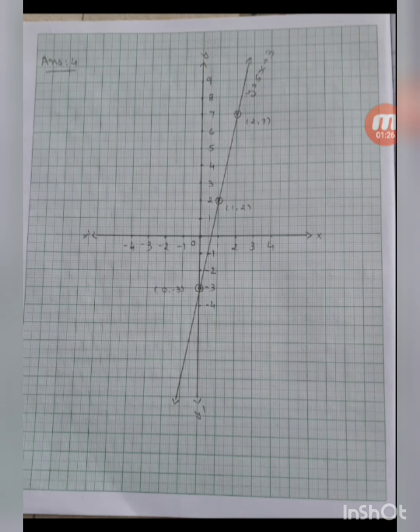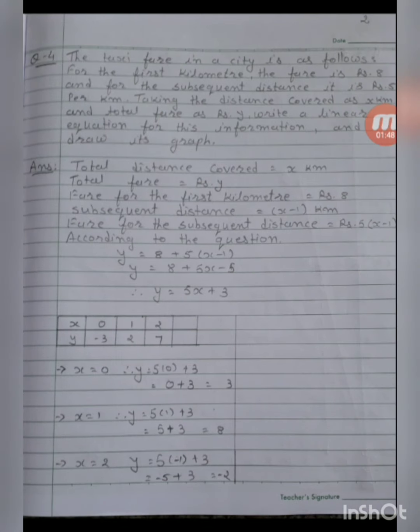Here you have to draw the graph with x dash and y dash. Here negative positive numbers we have to write on the graph, but now we are plotting the points (1, 8), (2, 13) and (0, 3), and draw a straight line. This straight line is y is equal to 5x plus 3. Here question number 4 is completed.